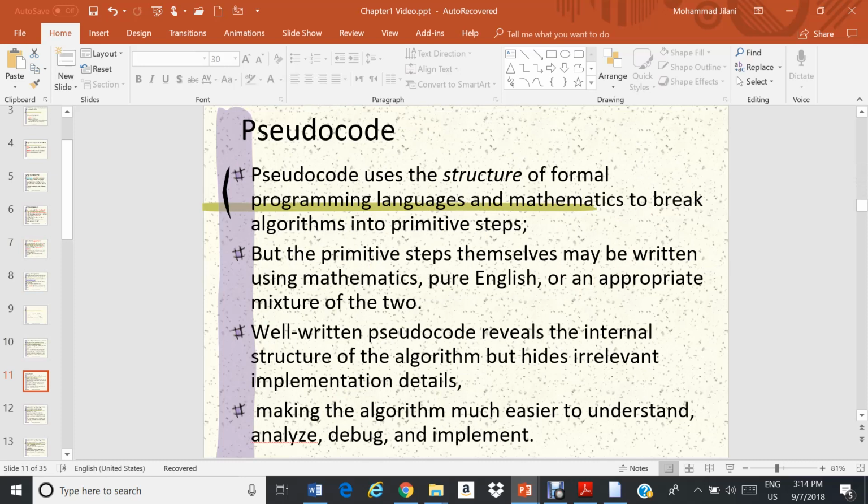So the pseudocode uses the structure of formal languages, and there are primitives. Well-written pseudocode reveals the internal structure of the algorithm but hides irrelevant implementation details. So I don't tell you how to implement it. Like in the loop, when I say repeat a certain operation 100 times, I'm not telling you to use a for loop or while loop or repeat until. So that's hidden. That's up to you. Making the algorithm much easier to understand, analyze, debug, and implement.